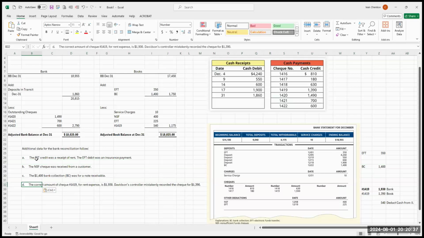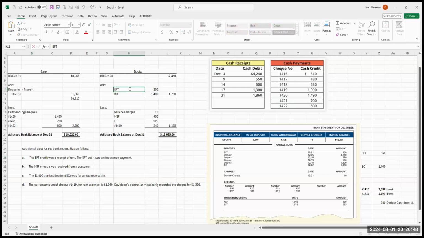First thing first, the EFT credit was received on rent. Credit means deposit for us. So for the EFT we can add rent revenue. Why is it revenue? Because the money is coming into our bank account.